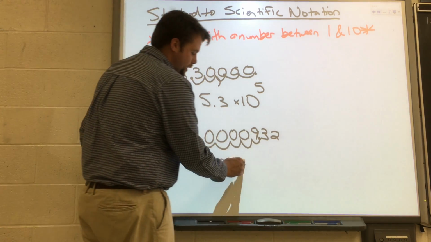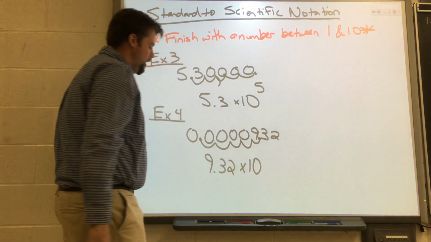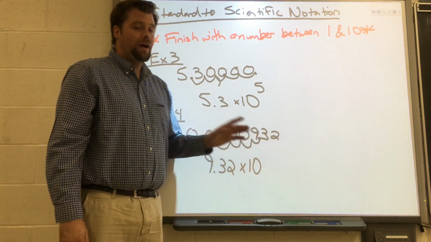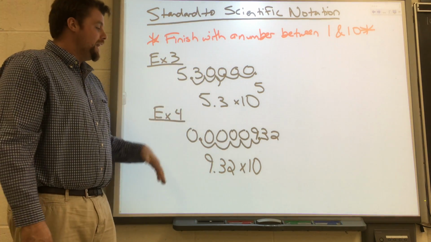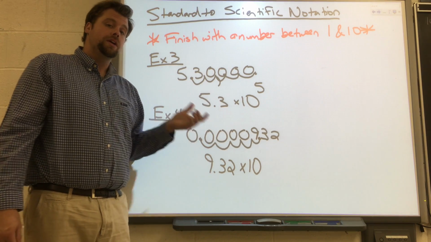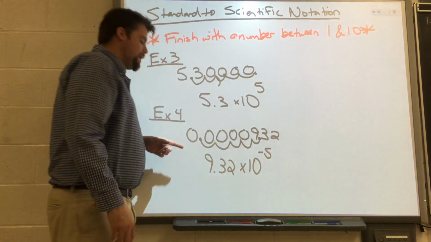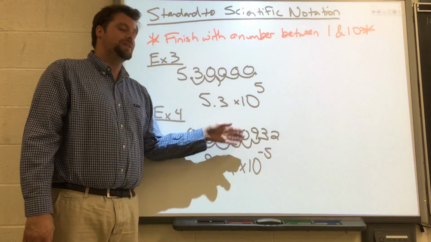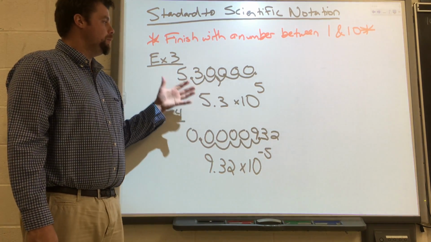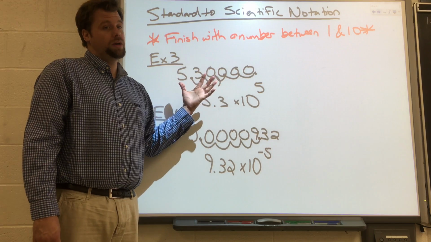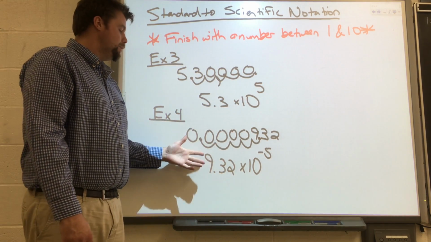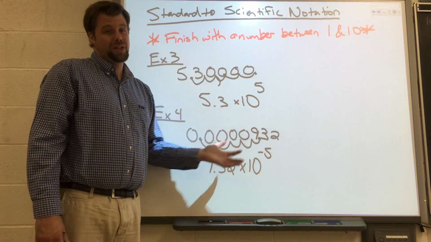I'm going to write 9.32 times 10 to the 1, 2, 3, 4, 5, I moved it 5 times. It was a really small number, and really small numbers get negative exponents. So it's 9.32 times 10 to the negative 5th. Here we moved it 5 times from a big number, positive 5. Here we moved it 5 times from a small number, negative 5.